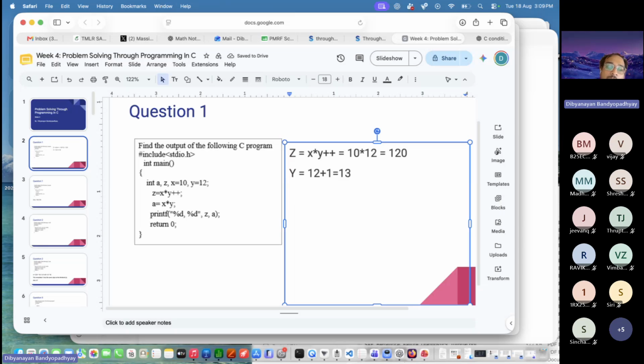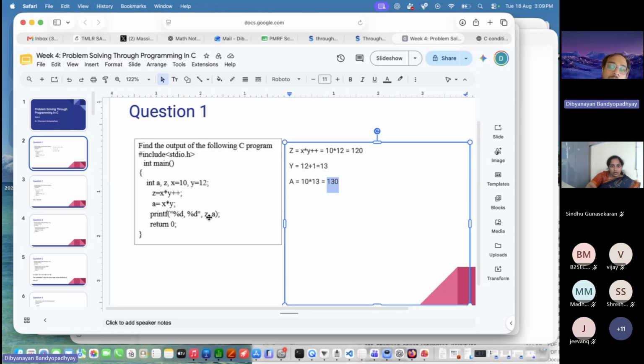Once these operations are done, then the second operation is performed, which is a equal to x into y. What is x? X is previously 10. So 10 is there, and y is 13. So I'm multiplying it with 13 because y has been incremented to the value of 13. So now the current value of a is 130. Okay, so now z is 120 and a is 130. So printf will print 120 and 130. So this is how it is done.